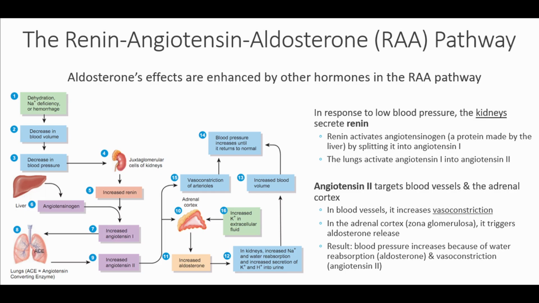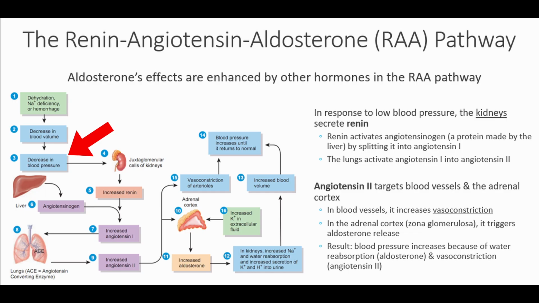The renin angiotensin aldosterone pathway, RAA. I don't really understand what this is. Low blood pressure means the kidney secretes renin. Renin acts on angiotensinogen from the liver, splitting it into angiotensin 1. The lungs convert angiotensin 1 into angiotensin 2. Angiotensin 2 targets blood vessels, causing vasoconstriction, and stimulates the adrenal cortex, which releases aldosterone.